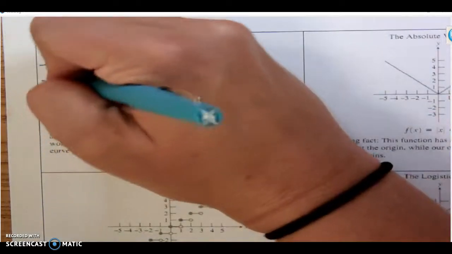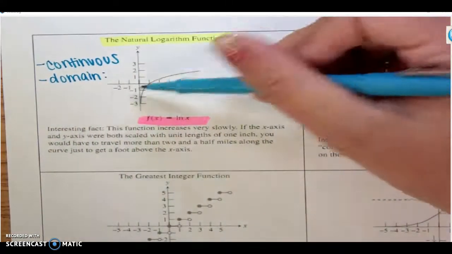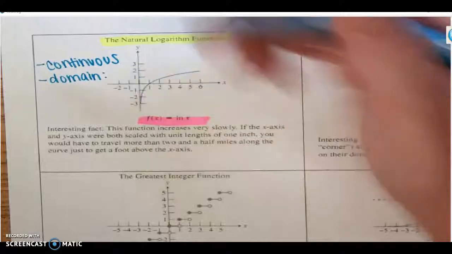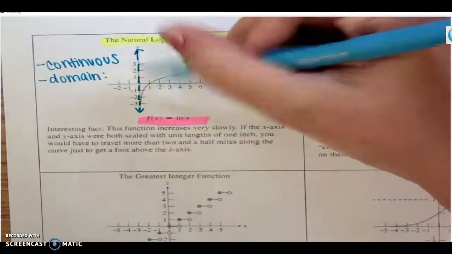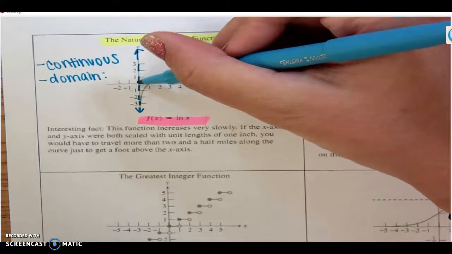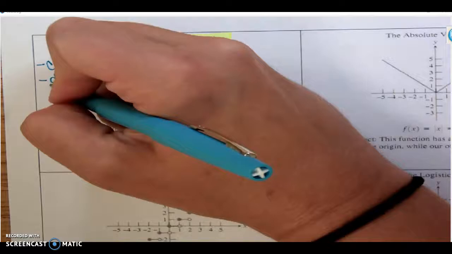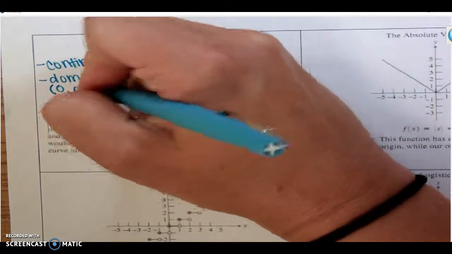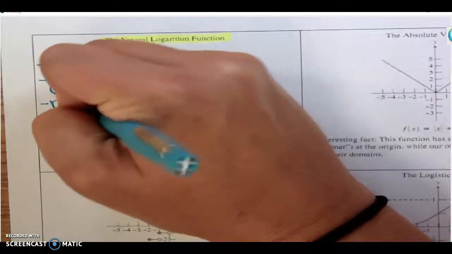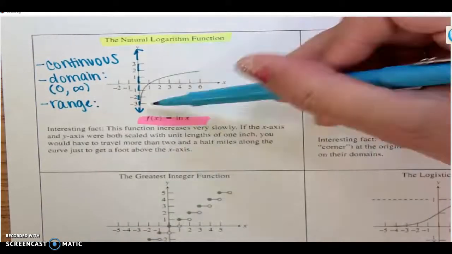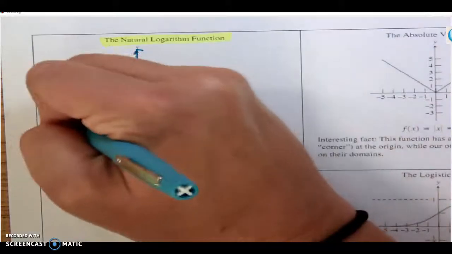So if we look at the domain, looking at our x values, there are no negative x values, and because there is a vertical asymptote here, it's going to get really close to 0, but it's not going to touch 0. So it can be anything bigger than 0. Since it can't be 0, we're going to do parentheses 0, and then it can be anything bigger, so infinity. And then for the range, we're looking at the y values. So going up in your y values, it can be any y value here. So the range is going to be all real numbers.